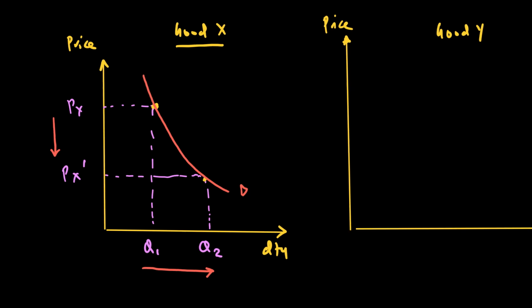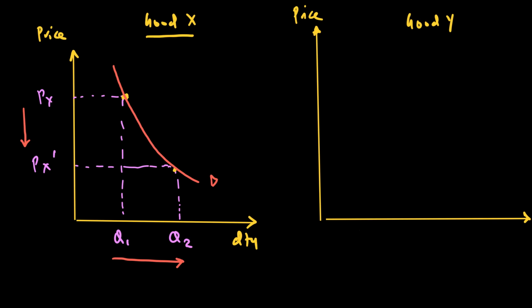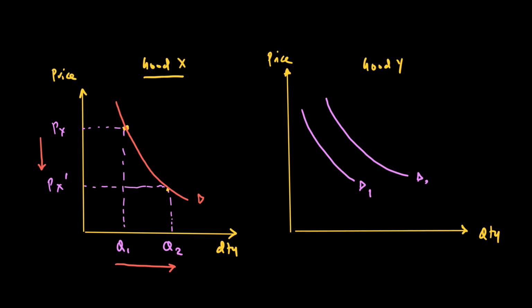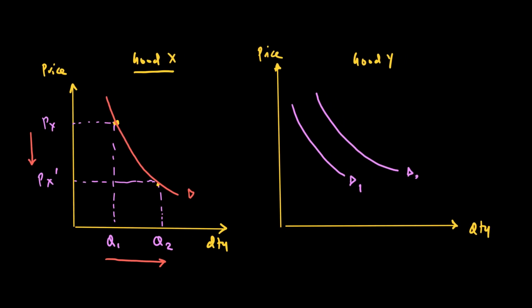But what about the other good, Y? What is happening in good Y? And the answer is, for good Y, we will see a shift of the demand curve backward, because good Y is a substitute to good X, right? So good Y is a substitute to good X, and for good Y, we'll say this: since the price is going down for the substitute, the demand for Y should fall.